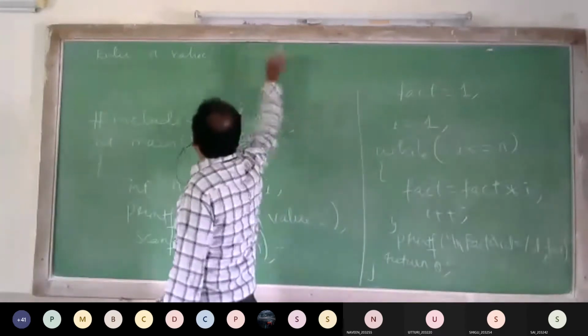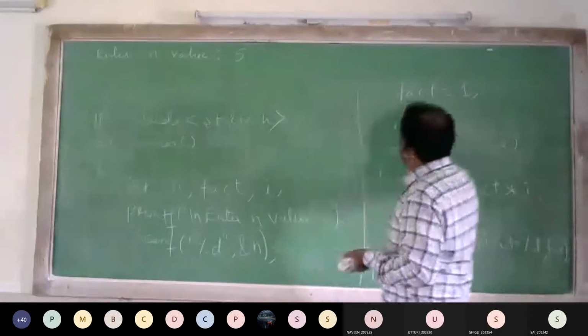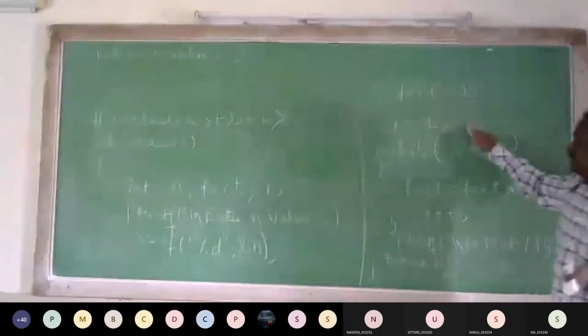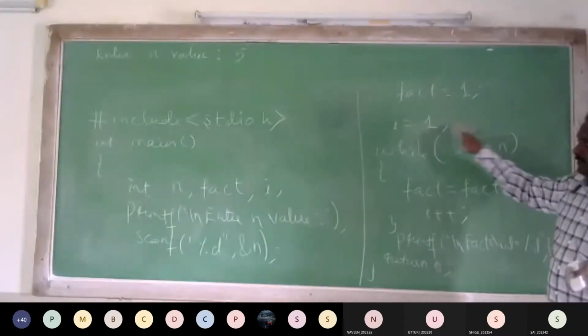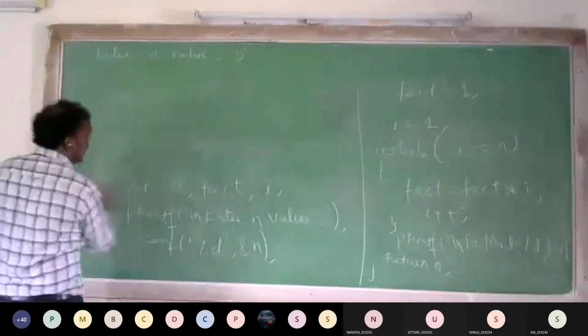Say that you entered the value as 5. So initially factorial is 1, i is 1. Now I will erase the left hand side.